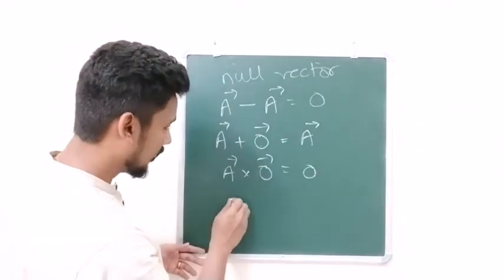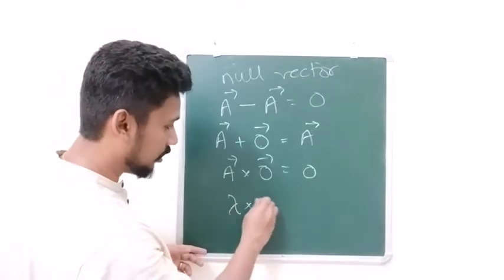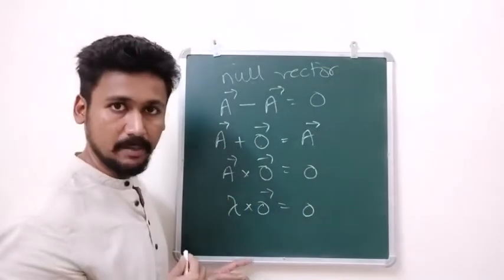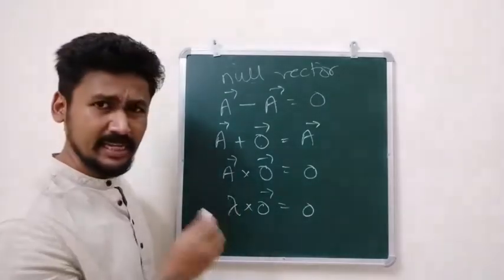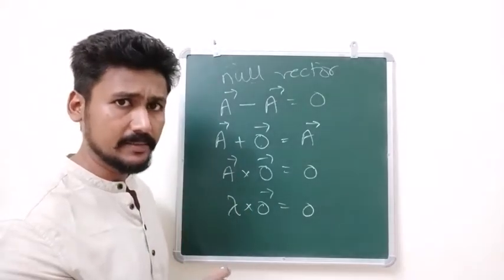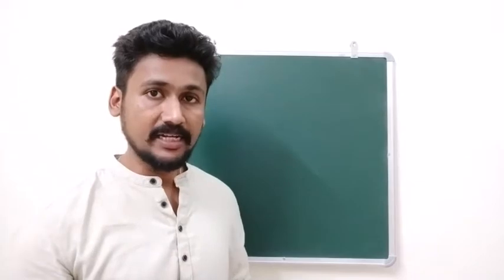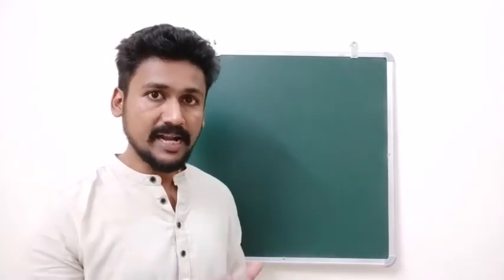Okay, and of course if you multiply any real number to a null vector, the answer would once again be 0. So very simple properties of a null vector. So we spoke about addition of vectors. Now let us talk about subtraction of vectors.